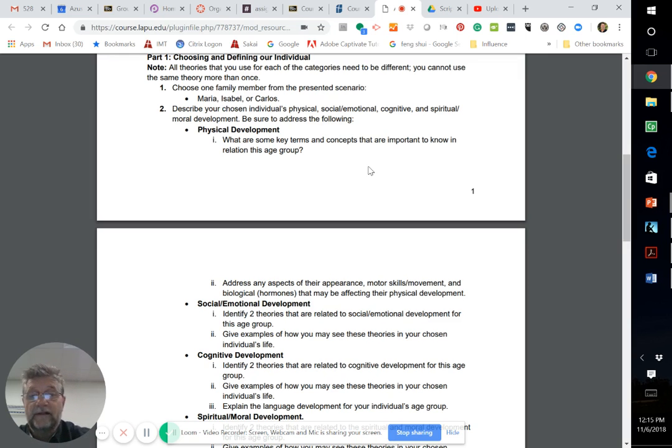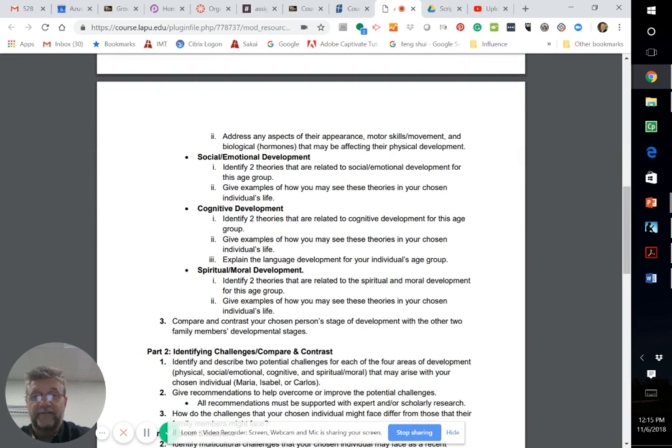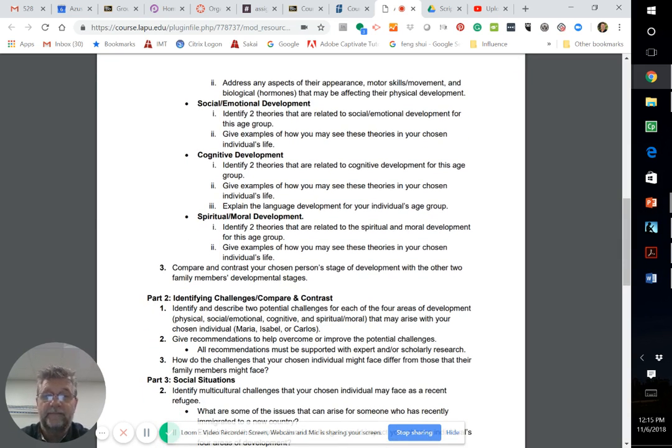And write a paper. And guess what? Our next headings are going to be social emotional development. Answer these 2 questions. Cognitive development, you're going to answer those 3 questions. And spiritual moral development, you're going to do those. And compare and contrast your chosen person's stage of development with the other 2 family members.